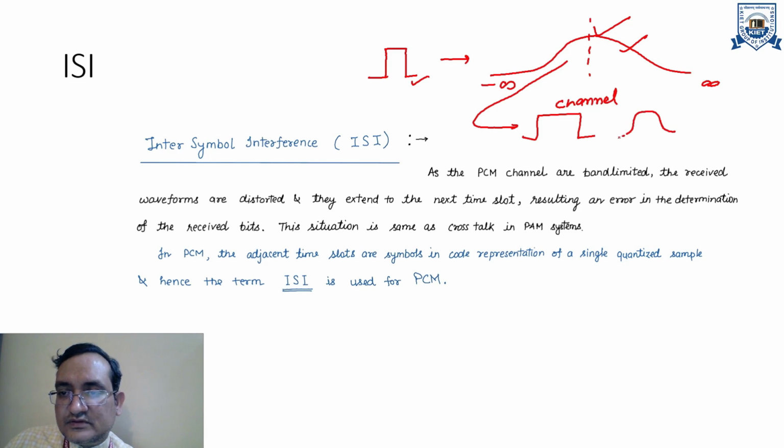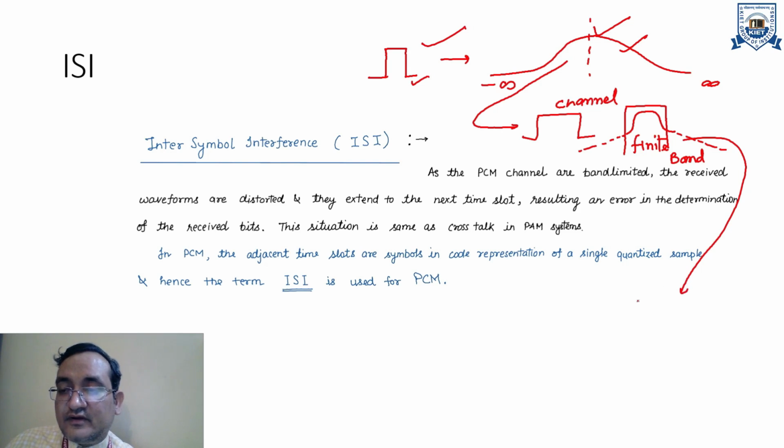So what will happen now, after the channel you are receiving a finite band of transmitted signal. Now equivalent to this finite band, if you reverse the process, you will get your pulse extended from -infinity to +infinity, but at relatively very low voltage, right? Because this is a reversible process. So your pulse will extend and insert into the next consecutive pulse.